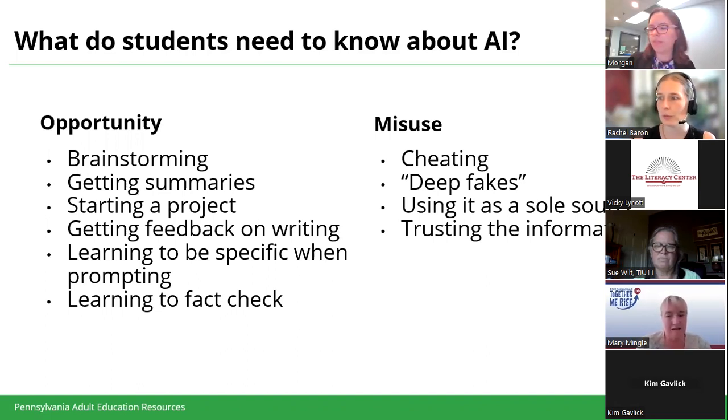So students could use it for brainstorming and getting summaries, starting a project, getting feedback on their writing. You can copy an essay and stick it in, and you could potentially even then give it the GED essay rubric and say, what score would this get and why? It's actually a good language opportunity for students to learn to be specific when they're prompting the AI, using that language, fact checking, or as someone mentioned earlier, translating things. So if they're having trouble understanding something, they could translate into their first language.